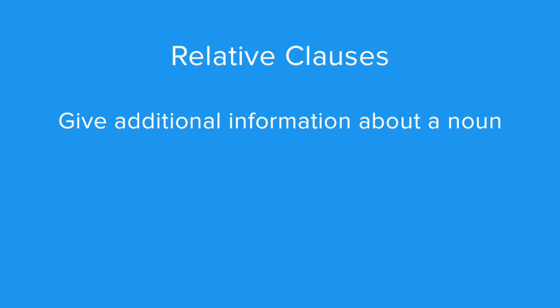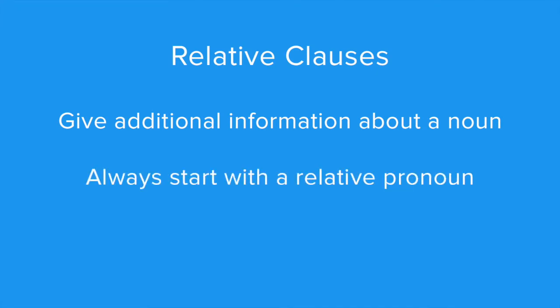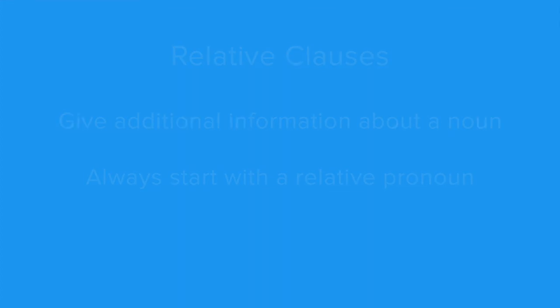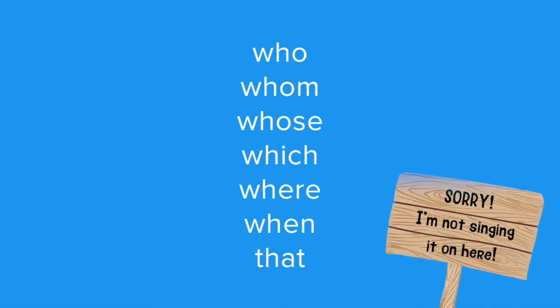So now we've recapped pronouns, let's look at relative clauses. We use relative clauses to give additional information about a noun. A relative clause always starts with a relative pronoun, and there are 7 relative pronouns which you are likely to come across: who, whom, whose, which, where, when, and that. An easy way to remember these is by the song which we taught earlier this year.